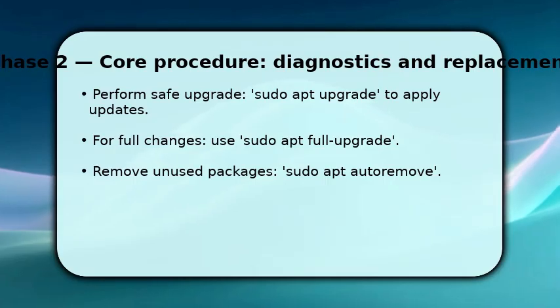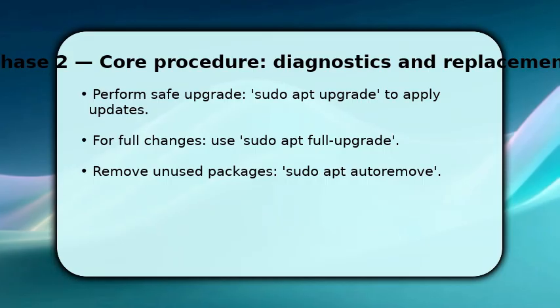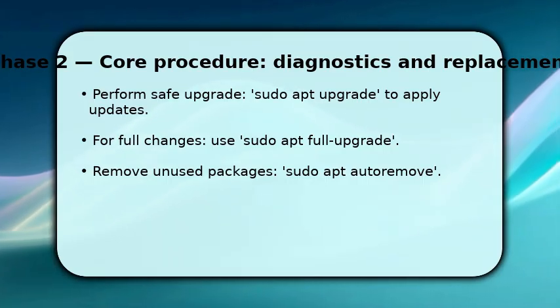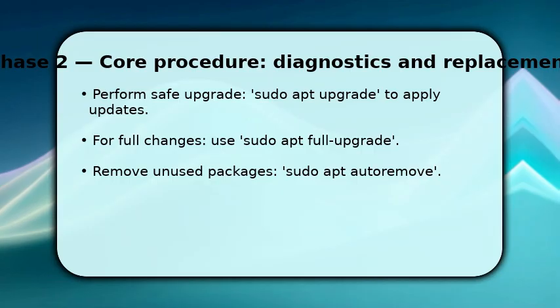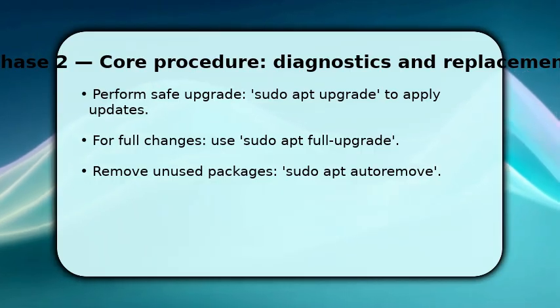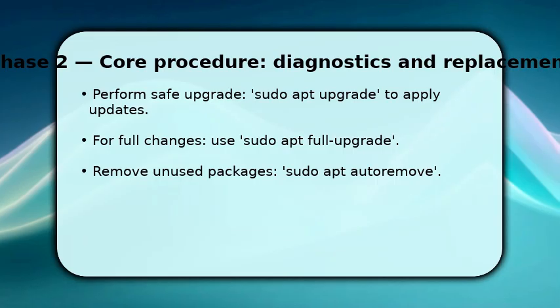Now you apply updates. Start with sudo apt upgrade to upgrade installed packages in a predictable way. This preserves current dependencies. If you need kernel or package replacements that require removing packages, use sudo apt full-upgrade instead, but only after checking what will be removed.